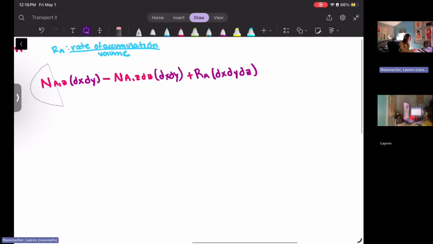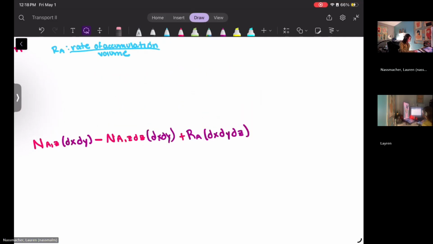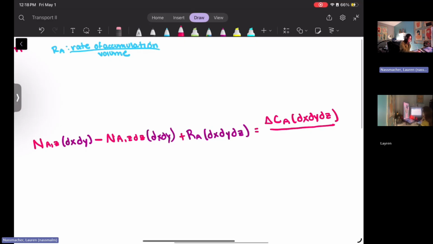So this equation is equivalent to the change in concentration of component A multiplied by the volume, dx dy dz. And since it's a flux, you want to think about it per time. So we'll have our change in time underneath.